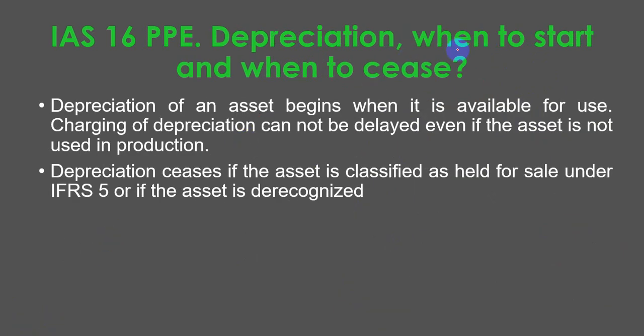So when should we start to accrue depreciation, and when should we cease accrual of depreciation? Depreciation of an asset begins when it is available for use. Charging of depreciation cannot be delayed even if the asset is not used in production. Depreciation ceases if the asset is classified as held for sale under IFRS 5, or if the asset is derecognized.